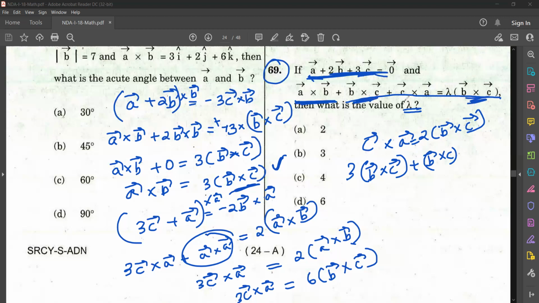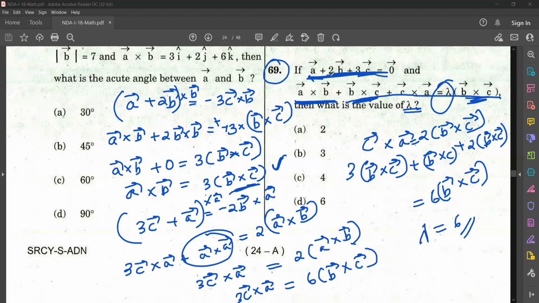Then C cross A. What is C cross A? C cross A I got as 2 into B cross C. So that is 3 plus 1, 4, 4 plus 2, 6. 6 into B cross C. What is lambda? Lambda is 6. Understood? I want A cross B here, B cross C here, C cross A.